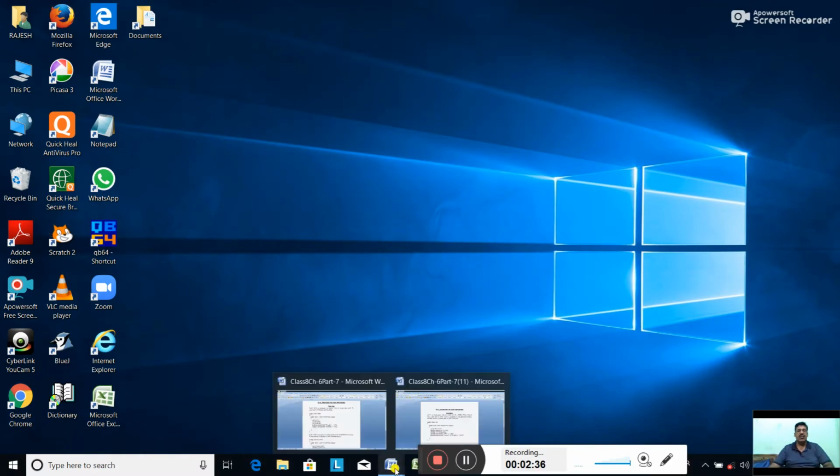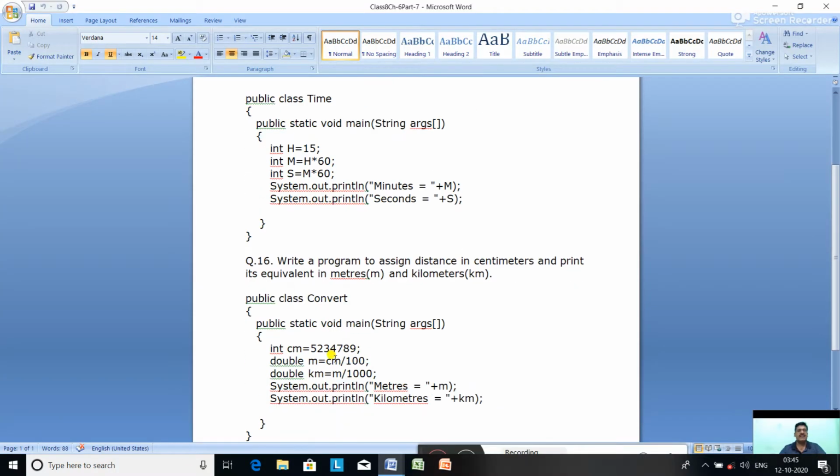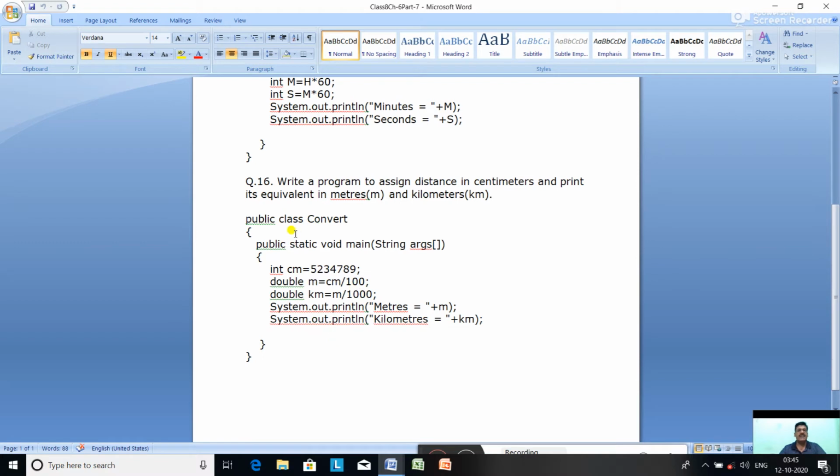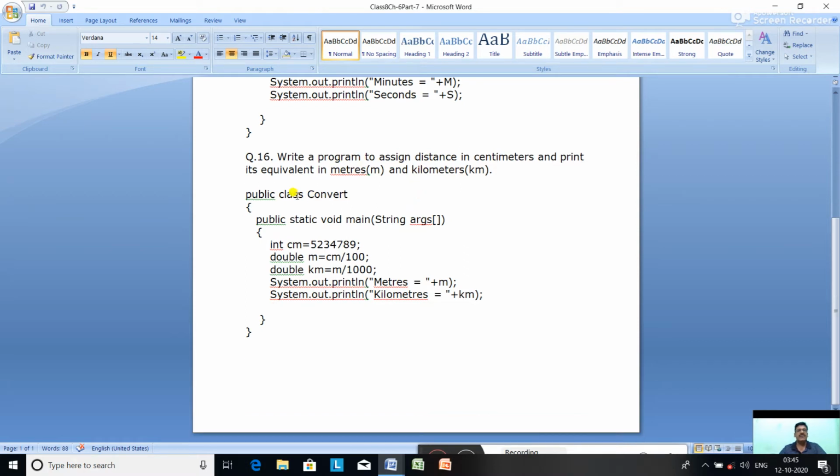Now let us see what is question number 16. Question number 16 is: write a program to assign distance in centimeters. We have to assign the distance in centimeters and print its equivalent in meters and kilometers. That means we have to take the distance in centimeters and convert it into meters and then into kilometers. Alright, just like the last question, it is very simple.